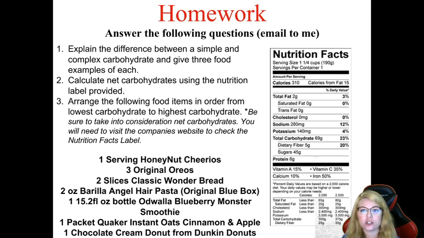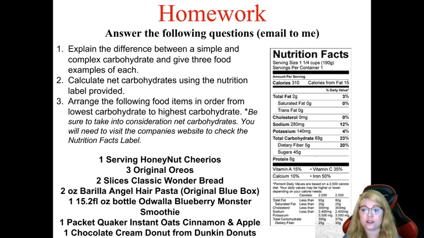Number 2, you're going to calculate using the nutrition label that is right here. Okay. You're going to calculate net carbohydrates as we just did in the previous slide. Okay. And then finally, number 3, you're going to arrange the following food items in order from lowest carbohydrate to highest carbohydrate. And make sure that when you're doing this, you're taking into consideration net carbohydrates. All right. So you will need to visit the websites for these different companies to check the nutrition facts label.